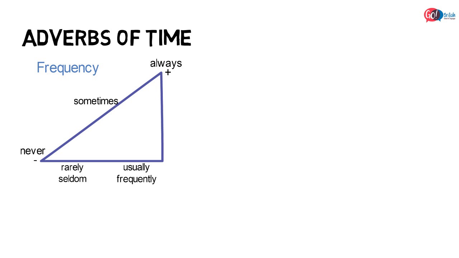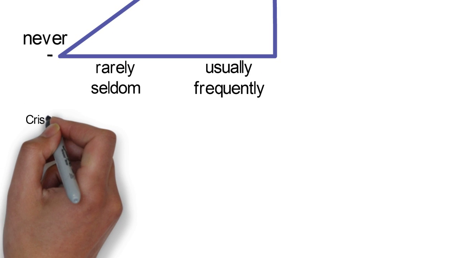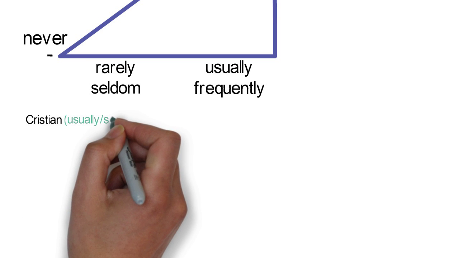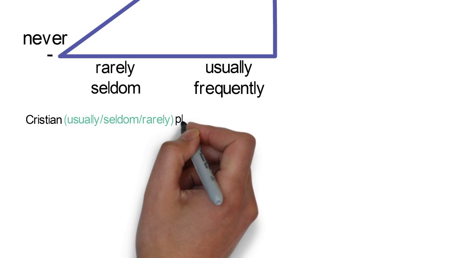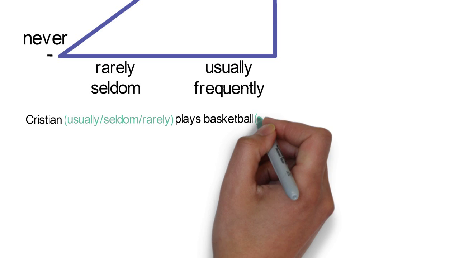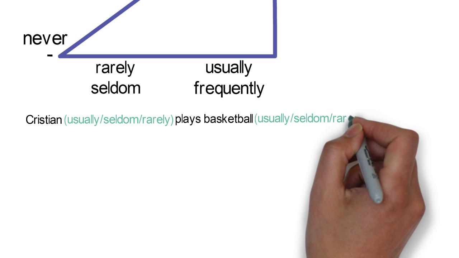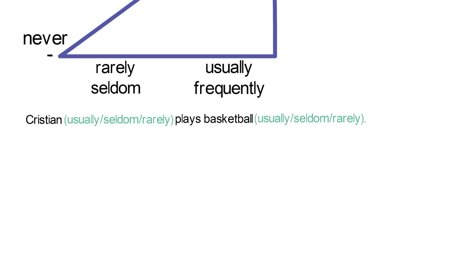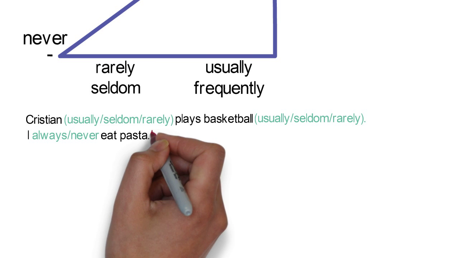And what is the natural position of the adverbs of time? Well, for the frequency, it is either between the subject and the verb or at the end. For example, Christian usually plays basketball or Christian plays basketball usually. Both are correct. And now, I always or never eat pasta. Okay, for these two, always and never, they are usually found between the subject and the verb.